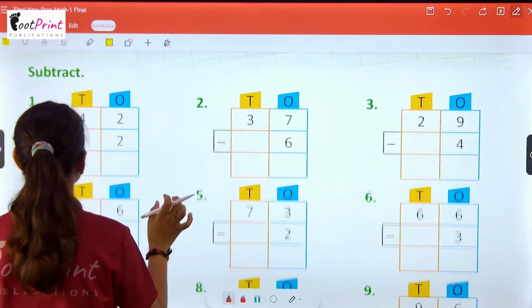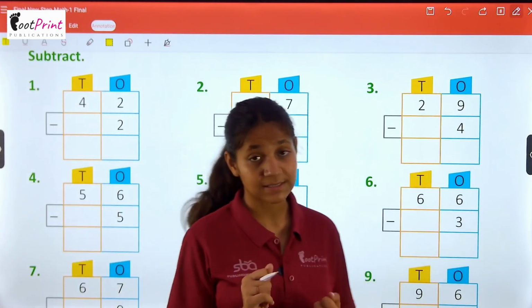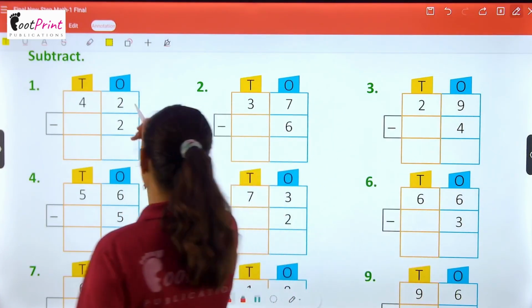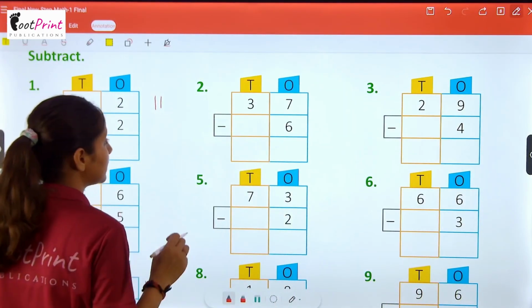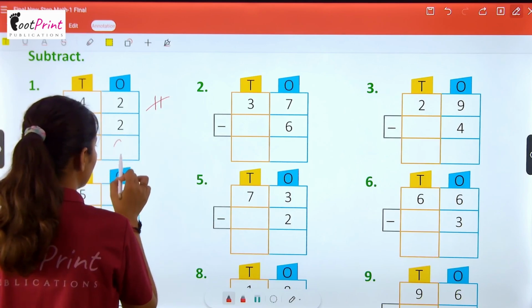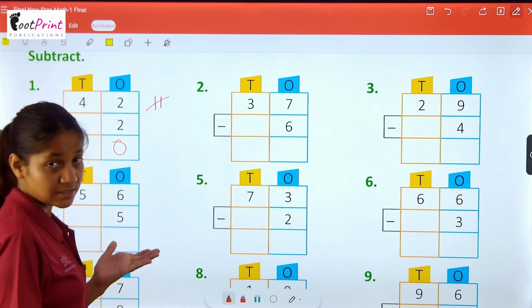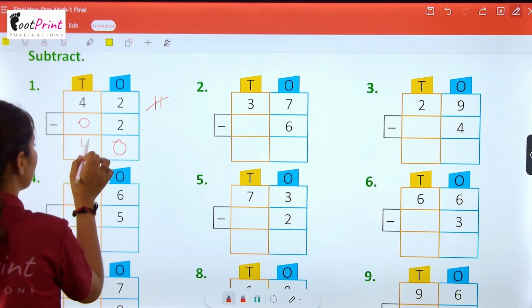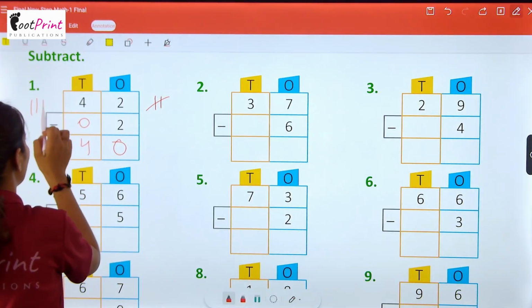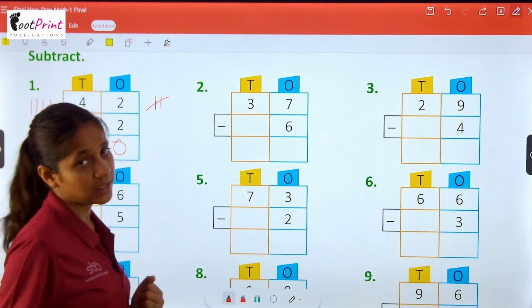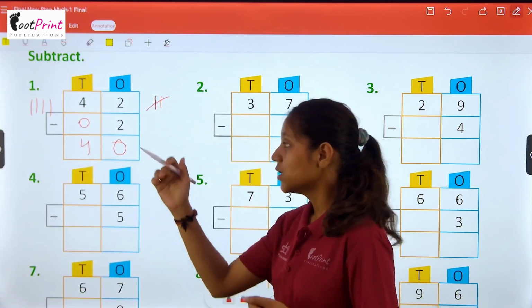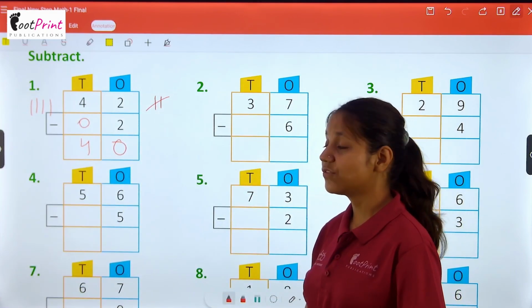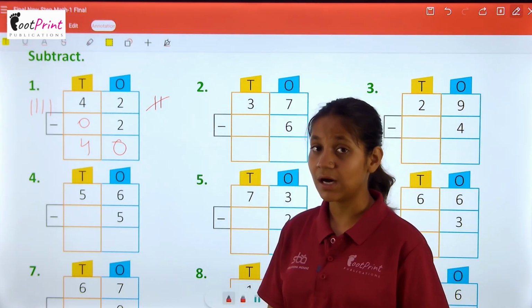Now we have a subtraction exercise. 42 minus 2. Simply 2 minus 2. That means 2 were there and 2 were taken away. So the rest which are left are 0. Now 4 minus 0 is 4. That means 4 were there and none is taken away. So the answer is 4. So the answer is 40. The difference of 42 and 2 is 40.